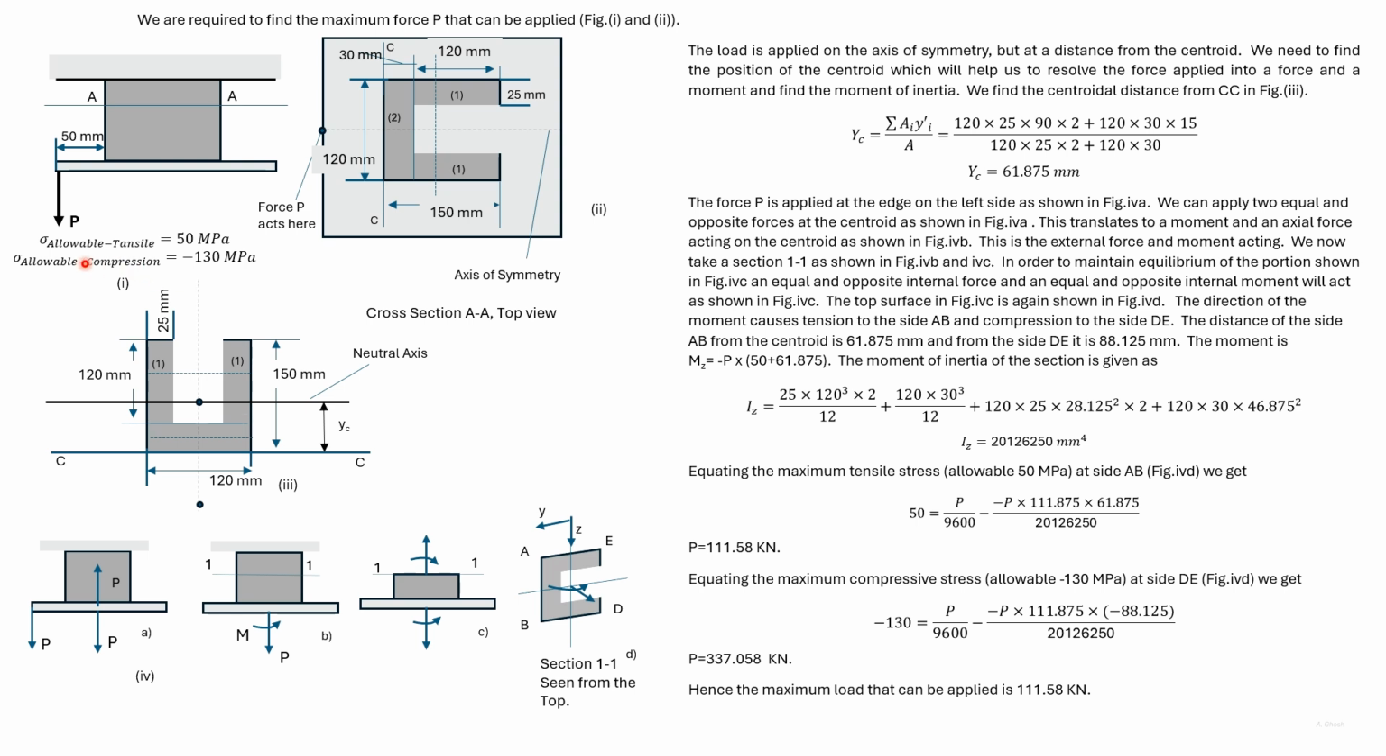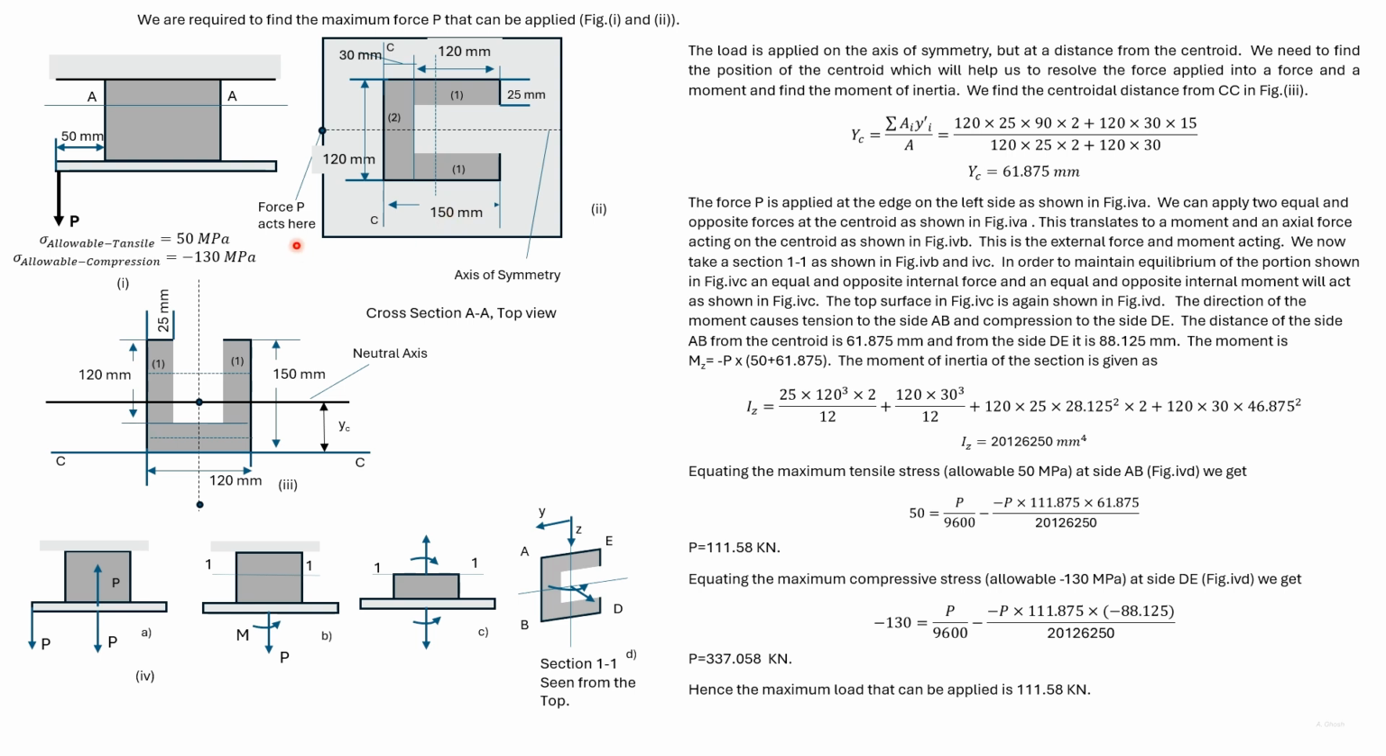We are given the allowable stress in tension and the allowable stress in compression. We are asked to find the value of the load P. So given where the load P acts and the geometry of the structure, we can find out the maximum tensile stress that acts on the structure in terms of load P. We can then equate it to the allowable maximum tensile stress and get a value of the load P.